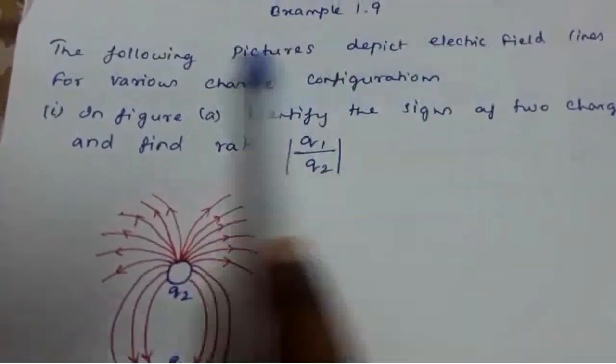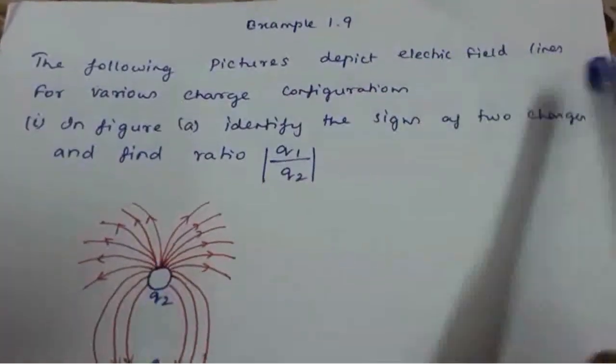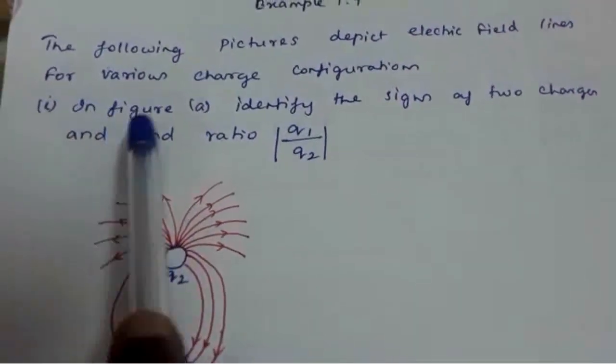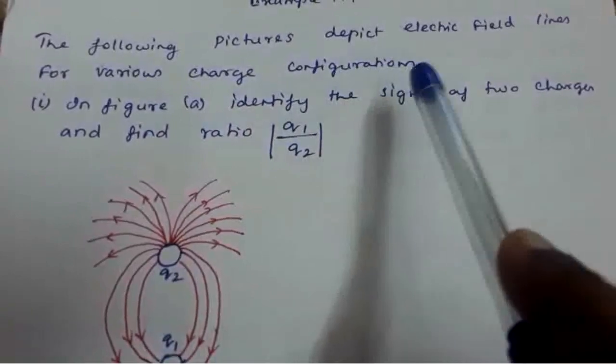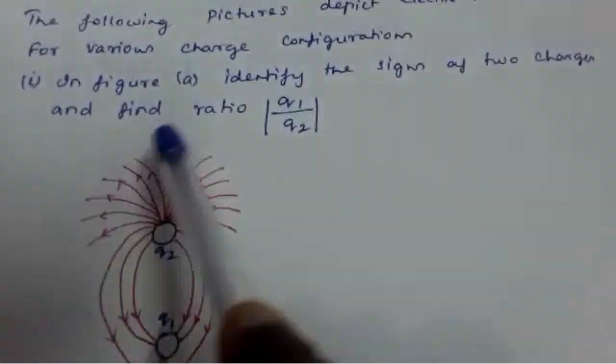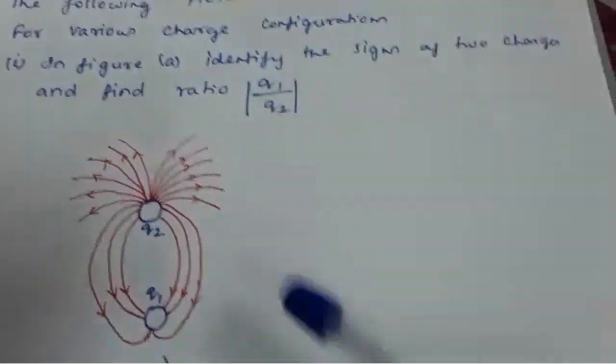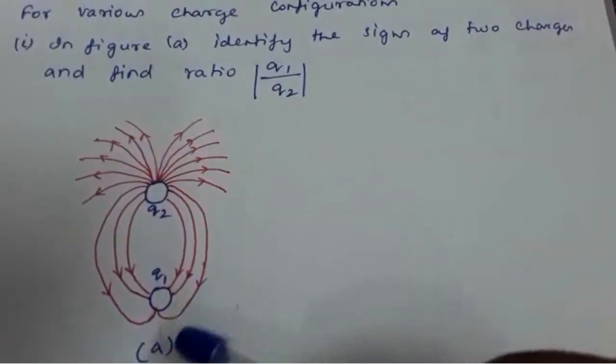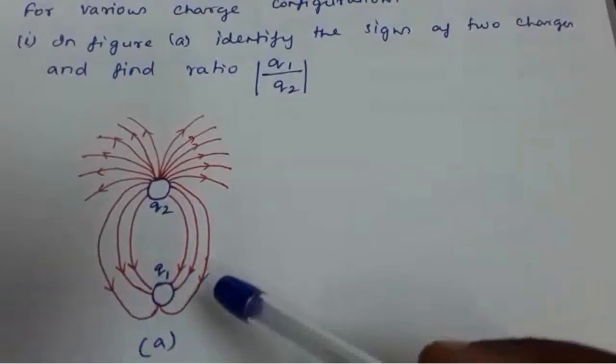Example 1.9. The following picture depicts electric field lines for various charge configurations. 1. In figure A, identify the signs of two charges and find the ratio Q1 by Q2. Now this is your figure A. Here you have to identify the charges Q1 and Q2.